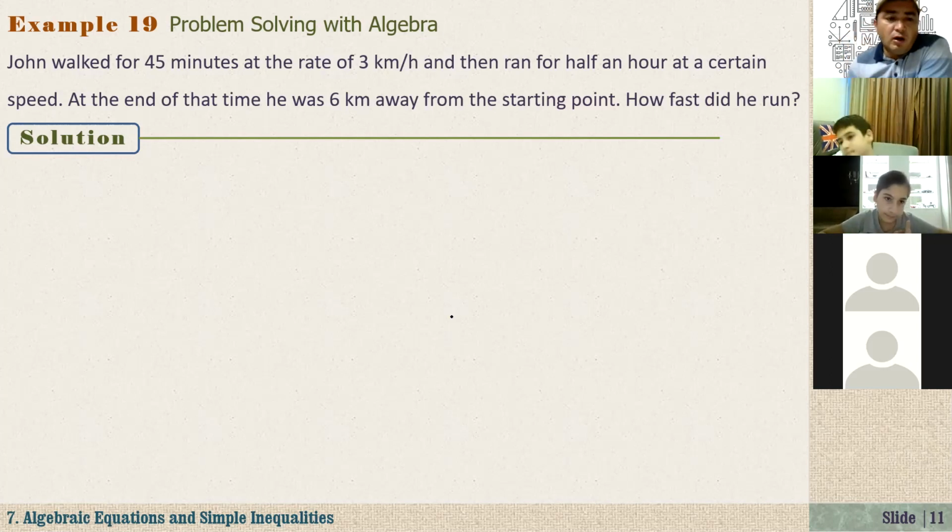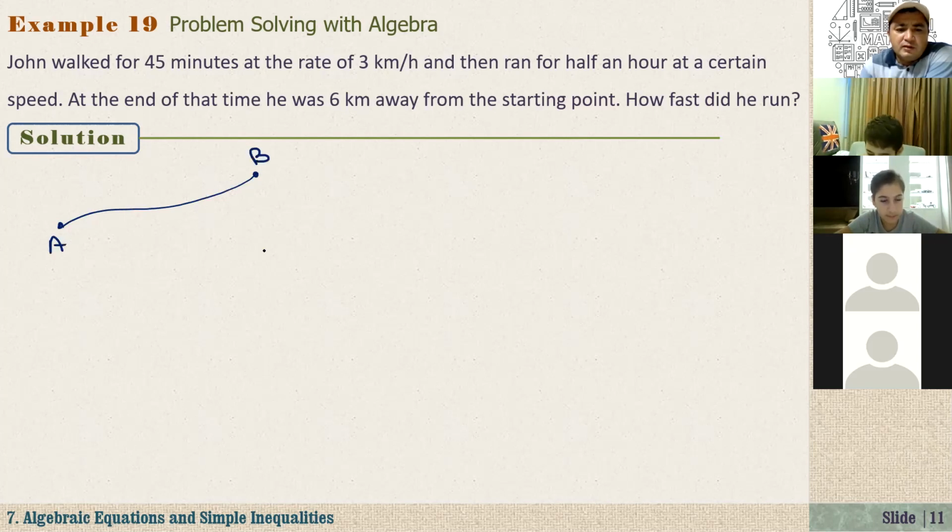Anyway, John walked for 45 minutes at the rate of 3 kilometers per hour, and then ran for half an hour at a certain speed. At the end of that time, he was 6 kilometers away from the starting point. How fast did he run? Let's say John started from here. First he walked from A to B. After that, he realized that he was getting late for school, and he started running. From B to C, he ran.